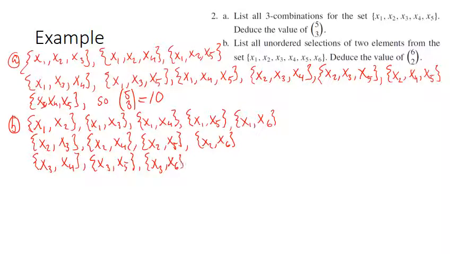Okay, now I'll do all the ones with x4. There should be 3 up there already, but then there's also x4, x5, and then x4, x6. And then finally the ones with x5: x5, x6, and that's it, because if I try to do the ones with x6, they're already all up there. So it makes a nice little triangle. All right, so how many is that? 1, 2, 3, 4, 5, 6, 7, 8, 9, 10, 11, 12, 13, 14, 15. Okay, so 6 choose 2 is going to be 15.